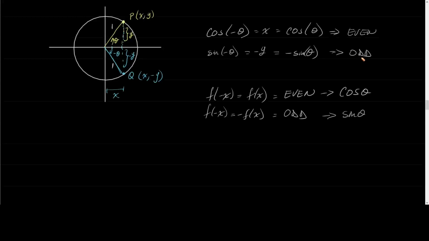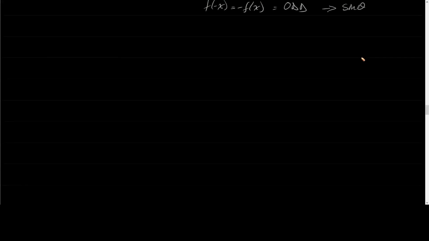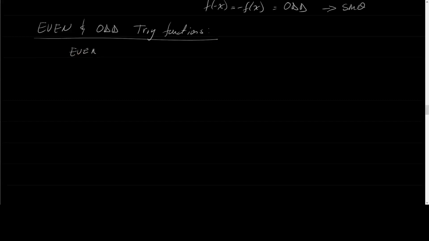So let's talk about that property as far as the trig functions go. So, even and odd trig functions. It turns out that there's only two even functions. The only two even functions are cosine theta and secant theta. Now cosine theta, we just showed why it's even. For secant, well, let's think about that. I'll do a quick proof on the side here.